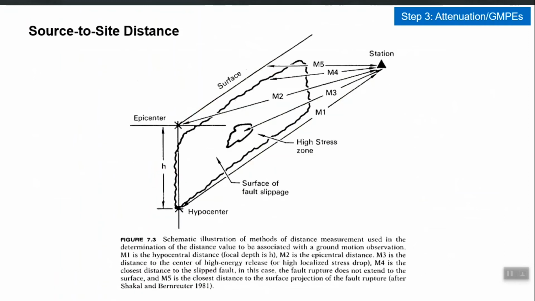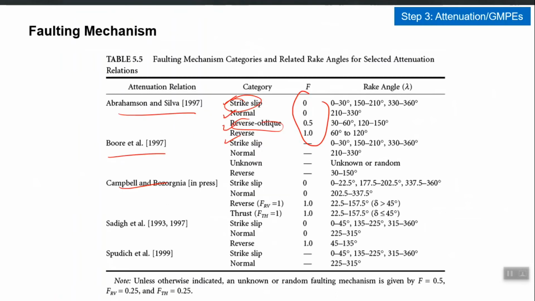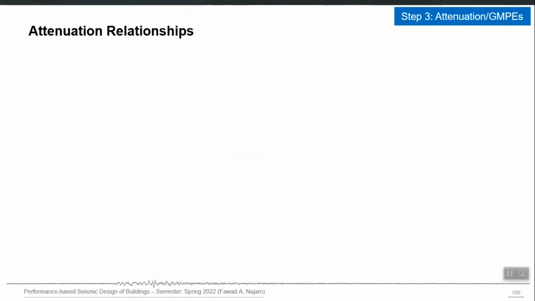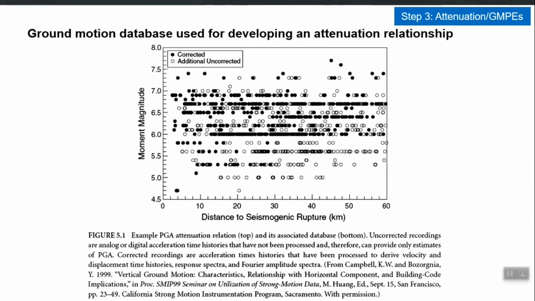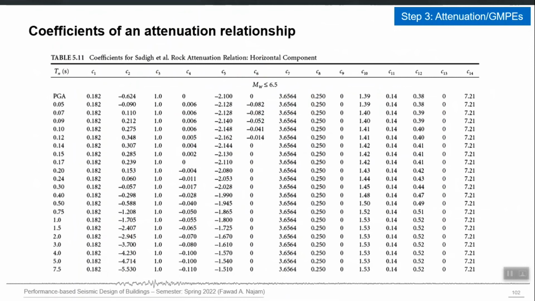One important thing which you should consider while using a GMPE, and by the way, for the NGA GMPEs, there are Excel sheets available. You can go to their website, download that, and you don't need to code that equation yourself. Because the coefficient tables which come with a particular GMPE look like this. Let me show you this table.